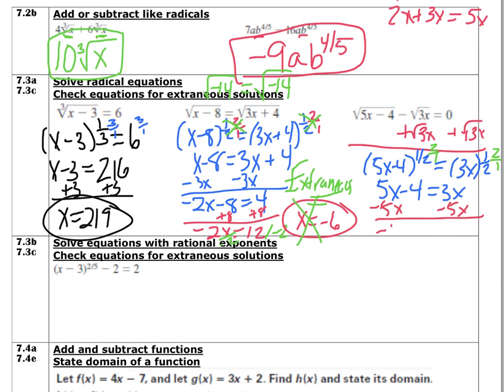That's going to leave us with negative 4 equals negative 2x. We're going to divide by the negative 2 on both sides. And that gives us a final answer that x equals 2.